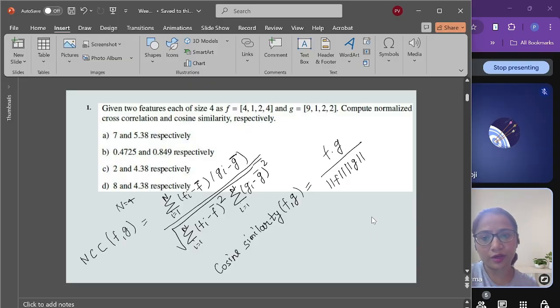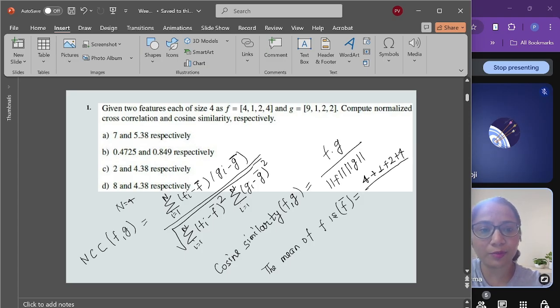So let's calculate. The feature vector f and feature vector g are already given. The mean of feature vector f is represented by f dash. That is, we need to take the average of all the feature values. So that is 4 plus 1 plus 2 plus 4 divided by the total number of features, which is 4. So what is the value? 11 by 4, right? If you divide it, you will get 2.75 here.